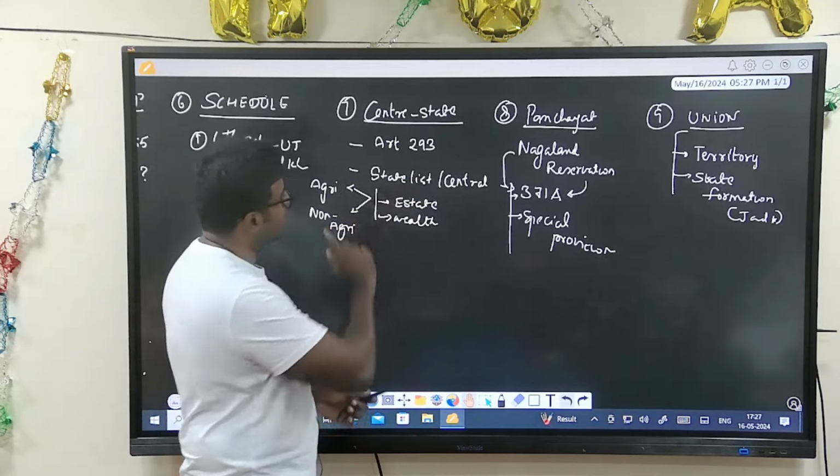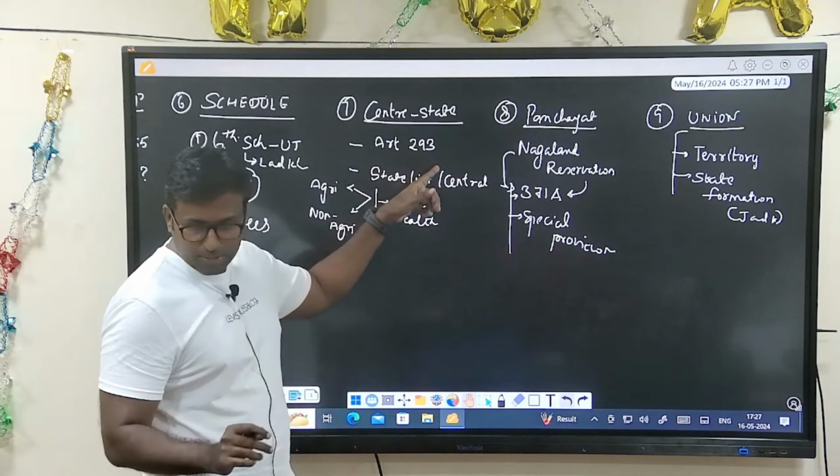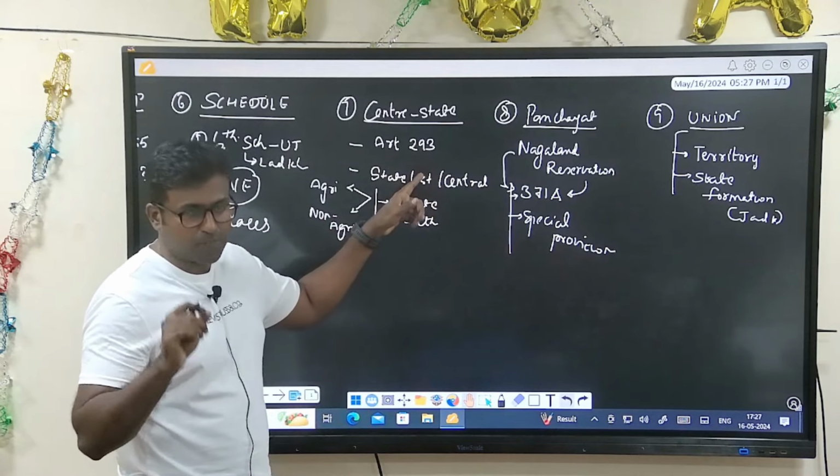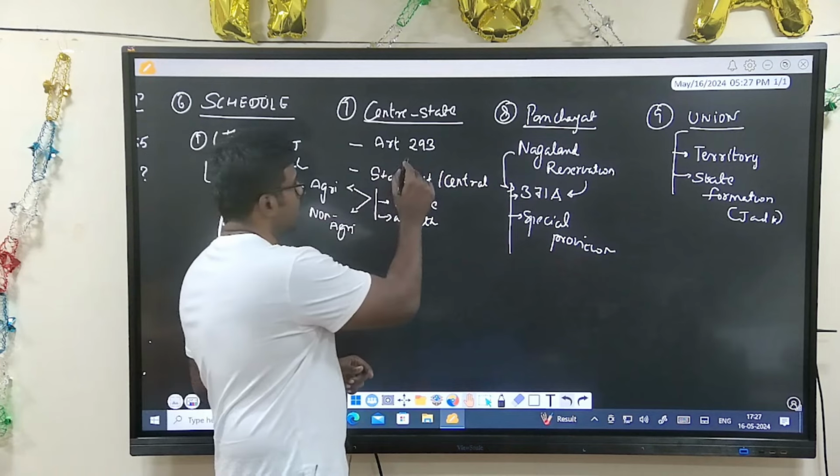Then center-state relations. Article 293, borrowing limits of the states. Please mark this down.